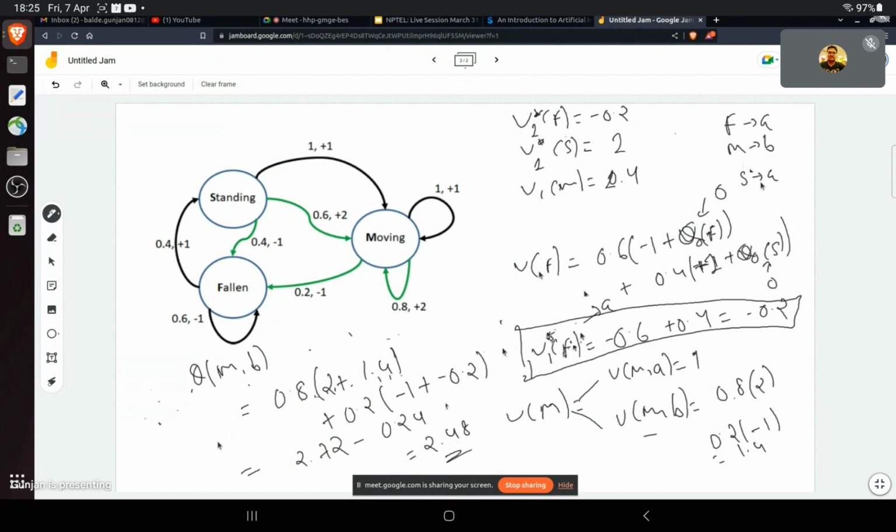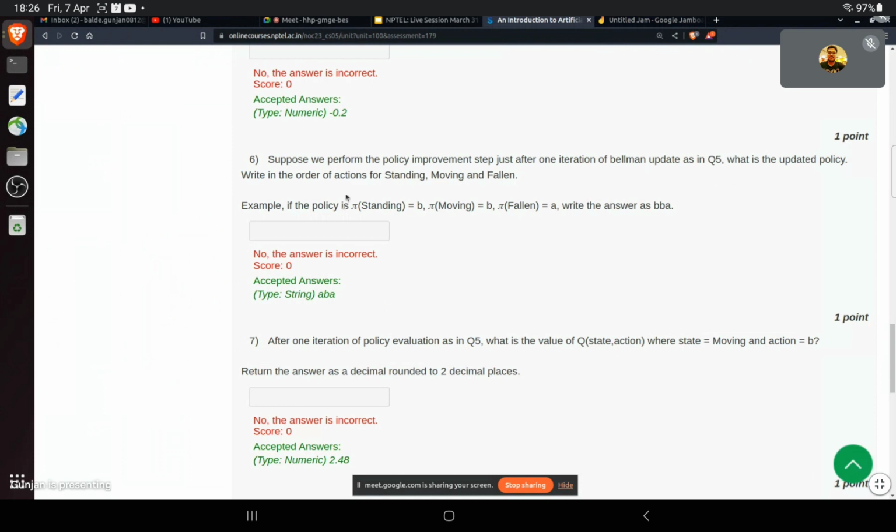As per the calculation, what I'm getting is after the first iteration, this should be 1.4. That is for V1 of moving, V of M, not V of S. I'm talking about V of S. How did you get the sequence A, B, A? I'm just saying that because in the question it says that if pi of standing is B, pi of moving is B, pi of fallen is A, write the answer as B.